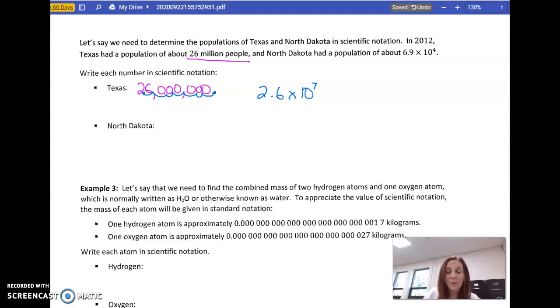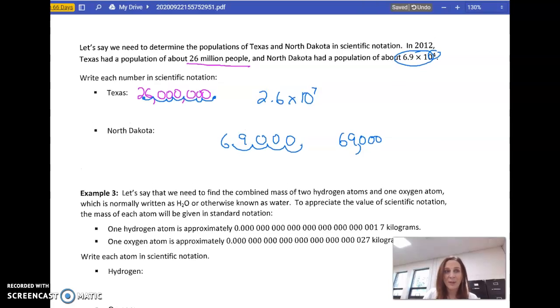North Dakota, well, that's already in scientific notation. So I'm not even going to worry about that. That's 6.9 times 10 to the 4th. Good. Saves us a little time there. Maybe what we could do, just for practice, is put this in standard form. I know it's not what the direction said, but I guess we could do that. 6.9. I need to move it to the right 4 places because I need to make it a big number. 1, 2, 3, 4. That's not that long. We get 69,000.